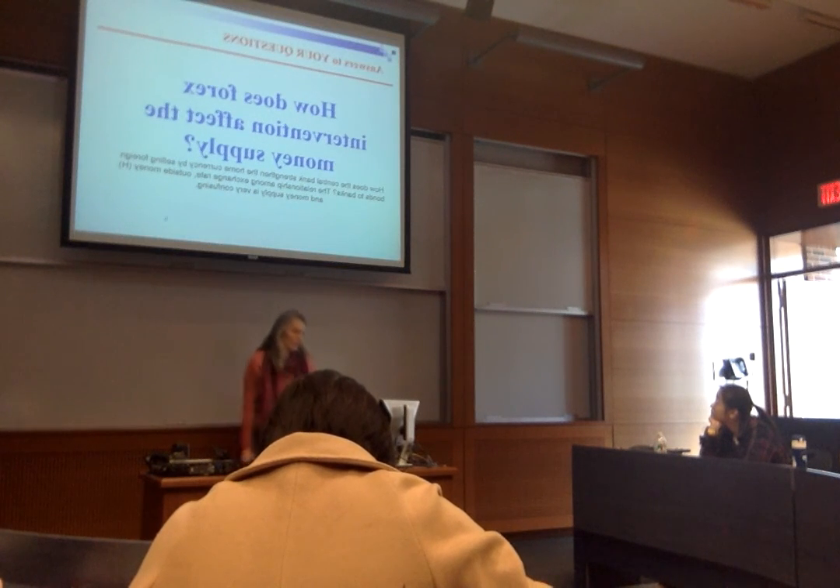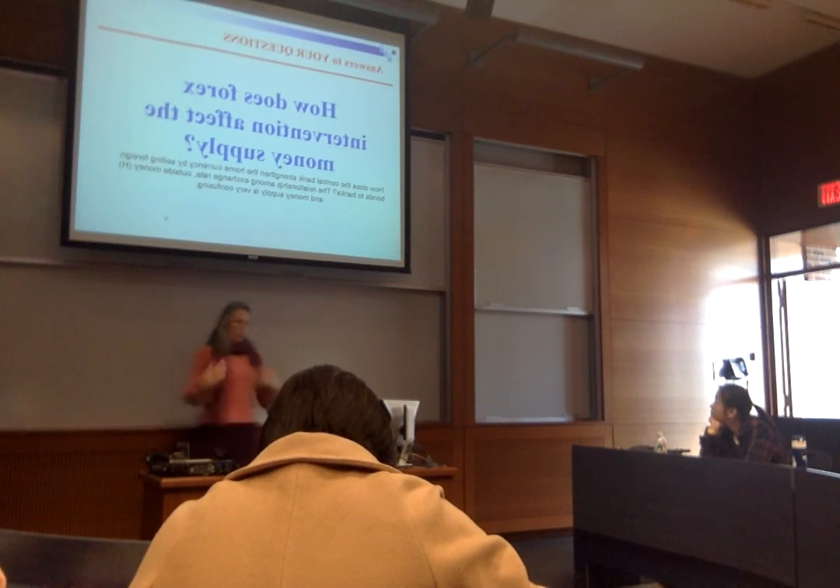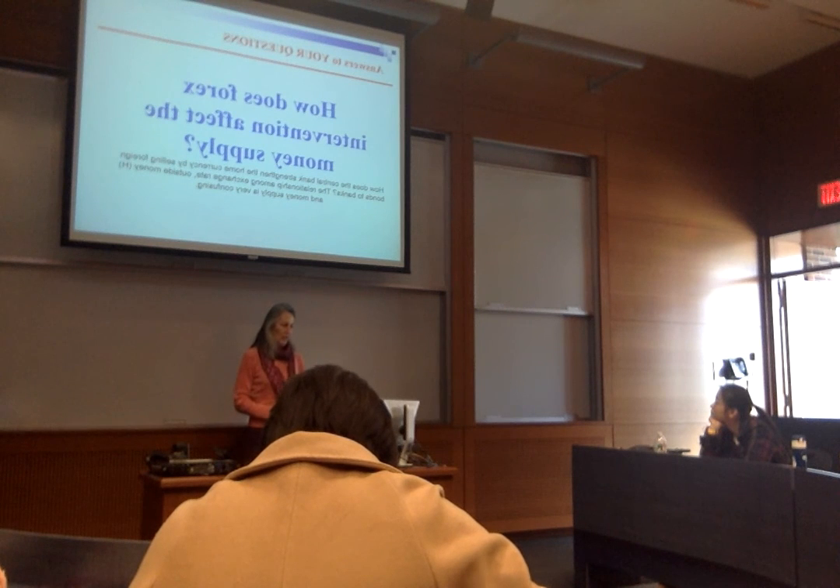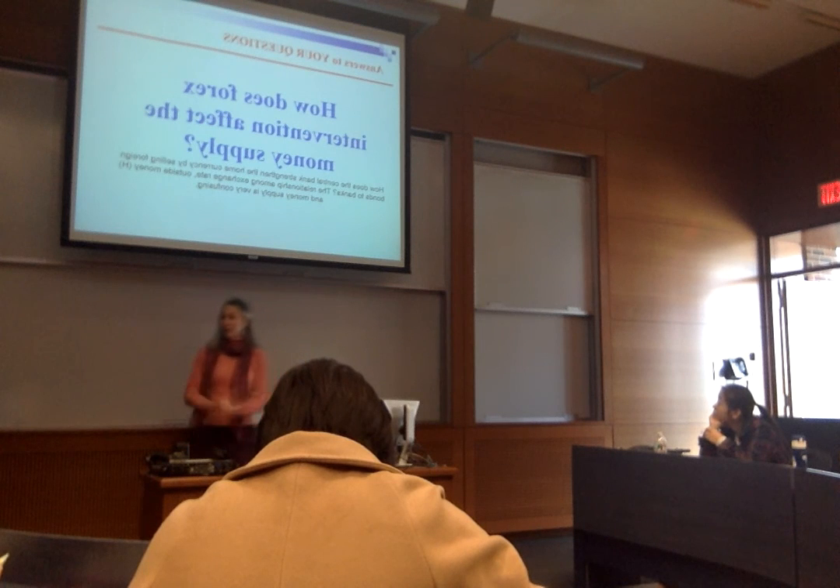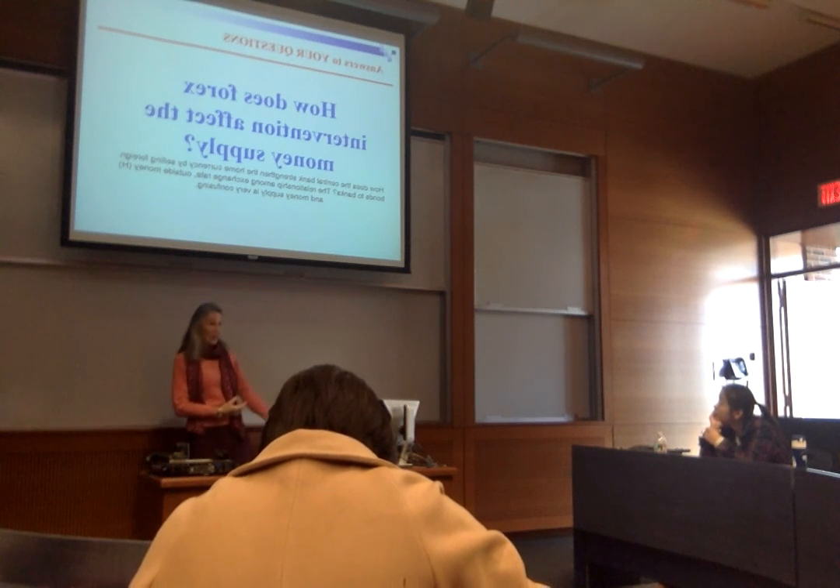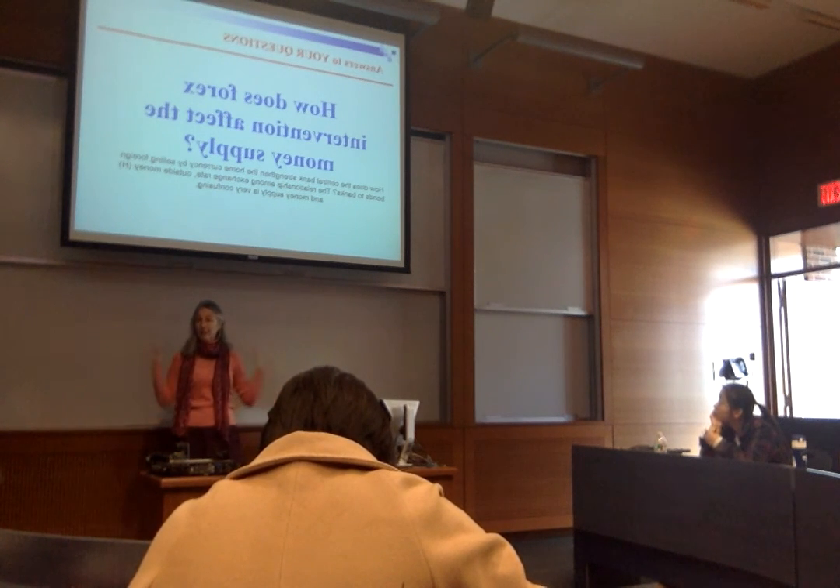How does foreign exchange intervention affect the money supply? Or more specifically, the words I got were, how does the central bank strengthen the home currency by selling foreign bonds to banks? The relationship between the exchange rate, outside money, and the money supply is very confusing. So that's what we're going to talk about today. We definitely need to talk about it. I have a whole set of lecture notes on it, and since I got this question, that's what we're going to do.